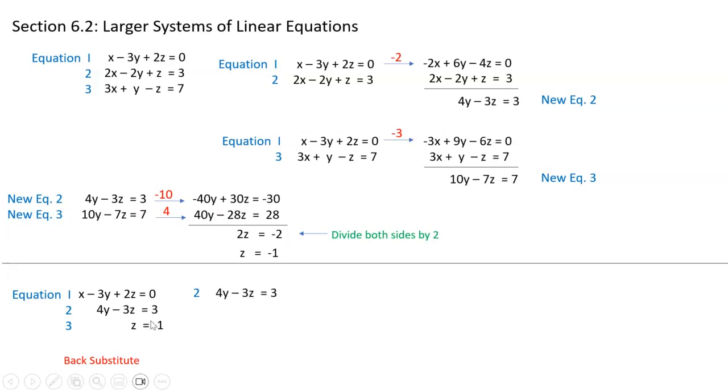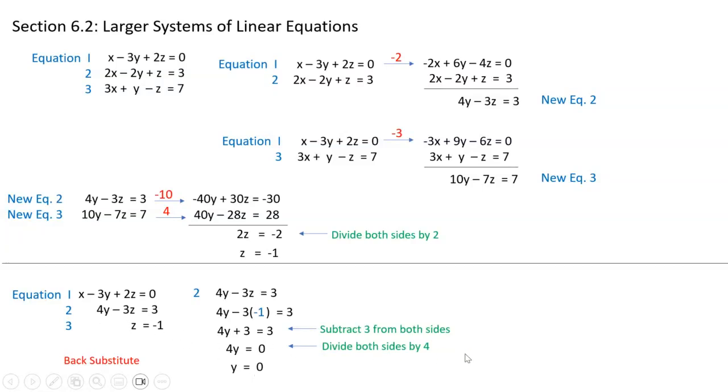So I got the value for z right now. I need to find the value for y. So I'm going to go to equation number 2. I'm going to plug in -1 for z and solve for y. Right? We subtract 3 from both sides. So 4y equals 0, divide by 4. So y equals 0. So now I got my z, which is -1. I got my y, which is 0.